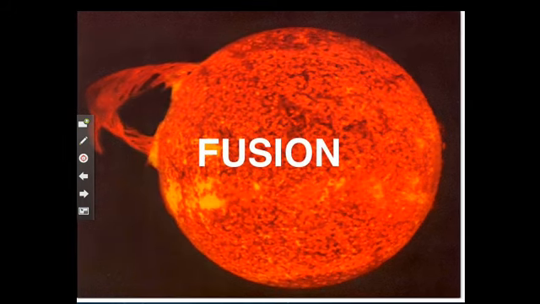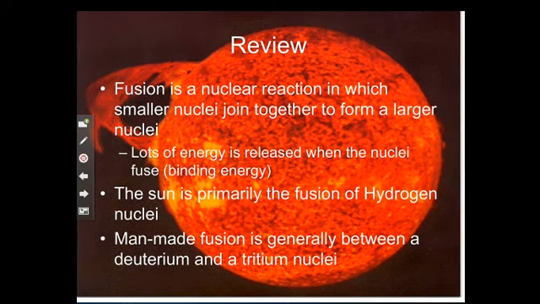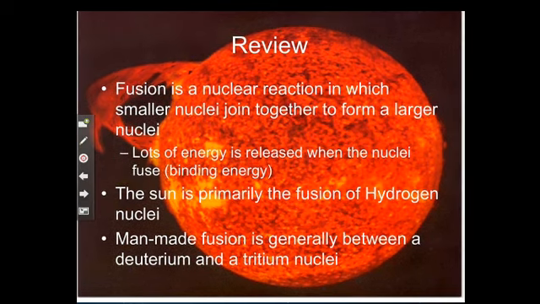Then we have fusion, and fusion is, of course, the opposite of fission, where fission was splitting apart larger nuclei. Fusion is joining together smaller nuclei, hydrogen and helium atoms, to form larger nuclei. And as we hopefully remember from, again, our previous units, the amount of energy available in a fusion reaction is many, many, many times that of a fission reaction. The problem is getting the reaction going and keeping it going.